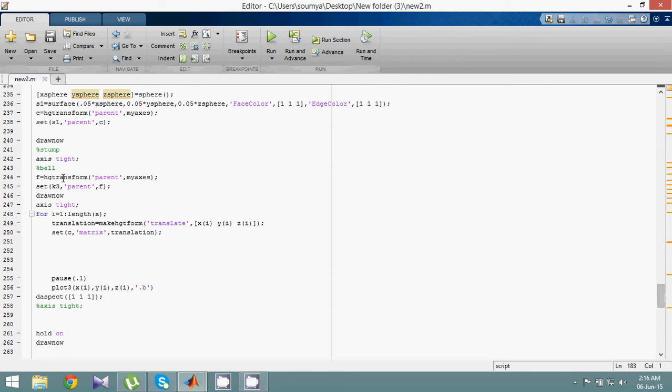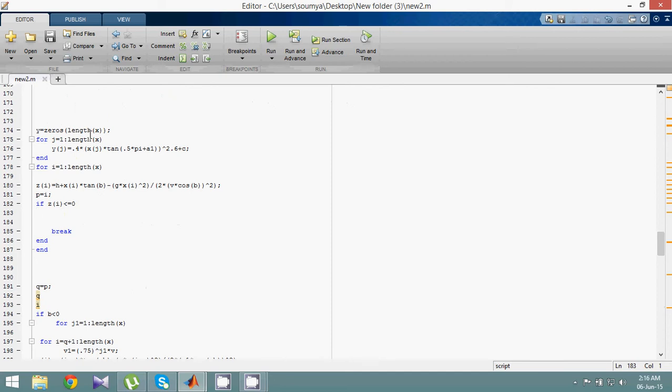Here's the portion I was talking about. First x on surface, and then C equal H transform parent my axis. So C is the child of my axis, sorry, and then I use the set function to get the appropriate value. So C is the parent of S1, right? And then draw now, I use that function, and then x stack, and I use a similar thing here.